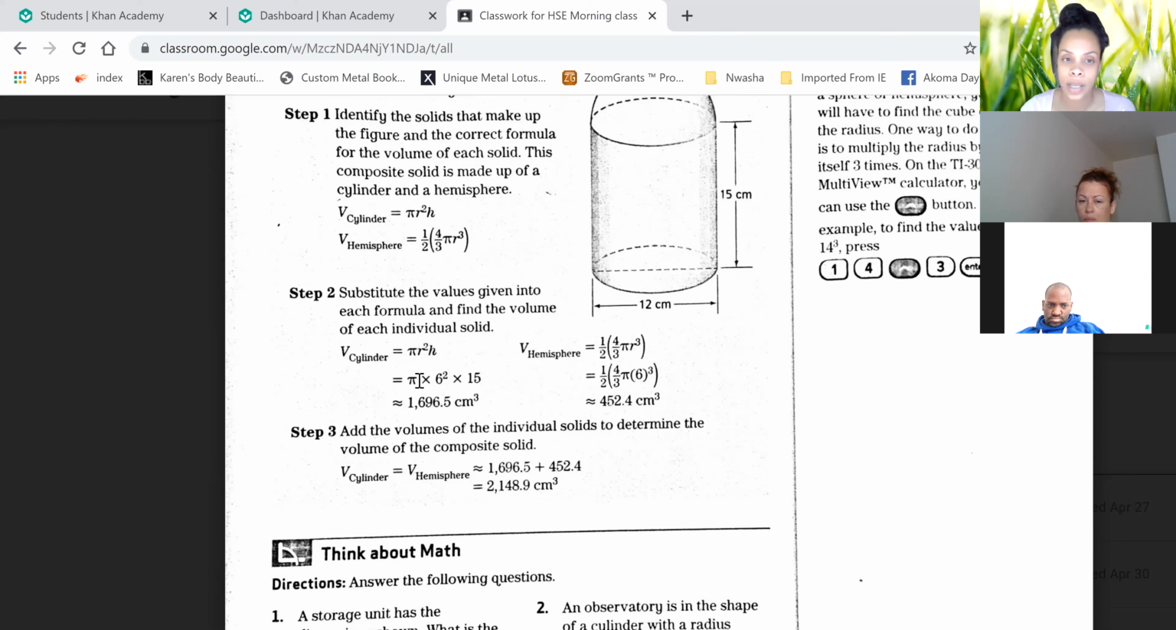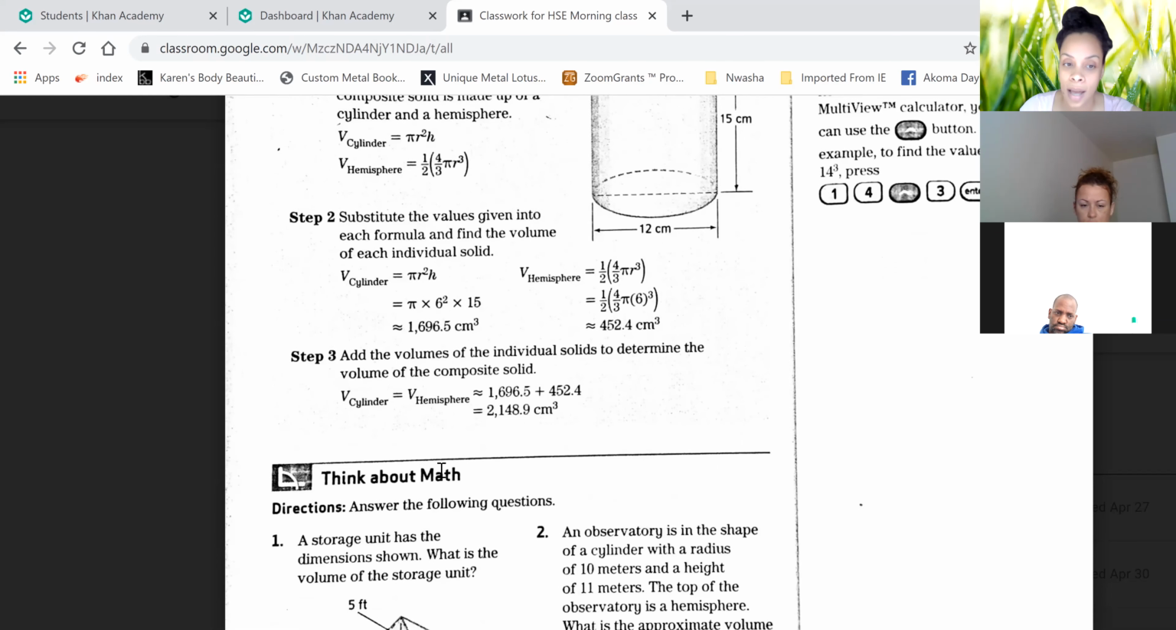So what they did was they just did the order of operations for the cylinder to get about 1,696.5 cubic centimeters. And then they did the order of operations for the hemisphere to get about 452.4 cubic centimeters. And then step number 3 is to add the 2 volumes that you got, and then that will give you the volume of the composite solid.